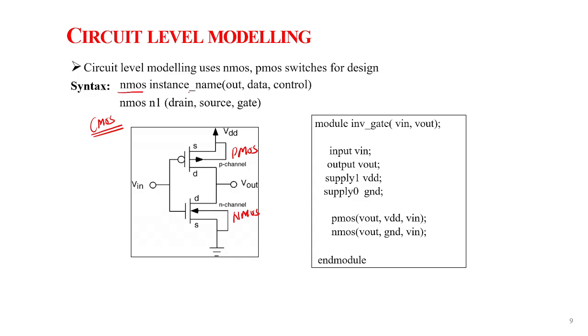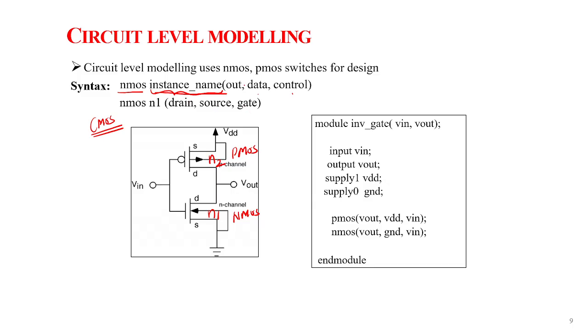NMOS, then the instance name. What is the instance name? We need to use the instance name, output, data, and control. Suppose it is NMOS, let us take this as N1 and this as my N2. So instance name N1, and what are the inputs? Drain, source, gate.